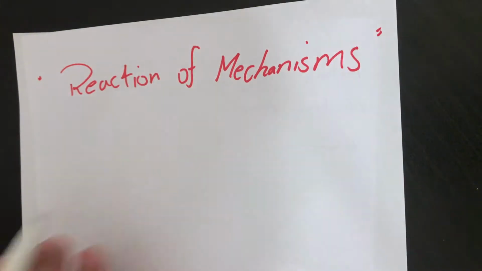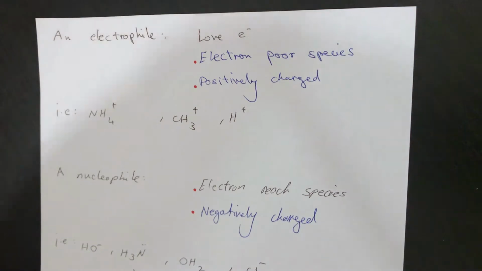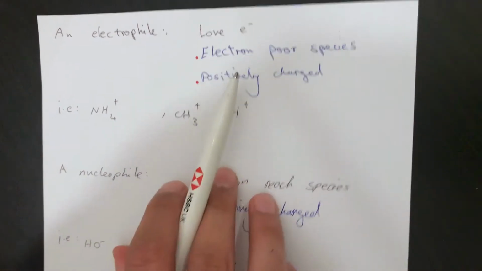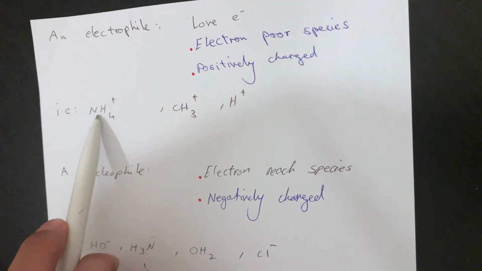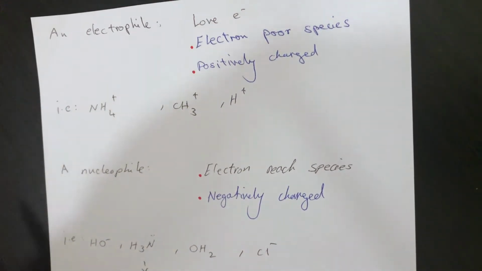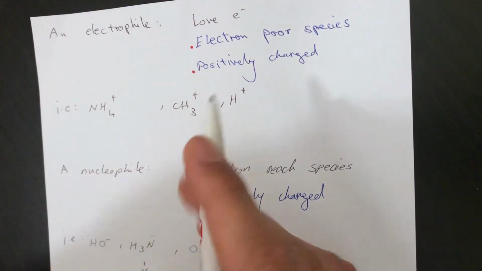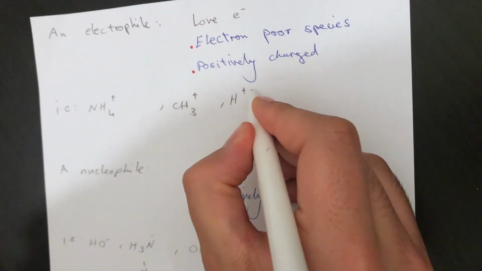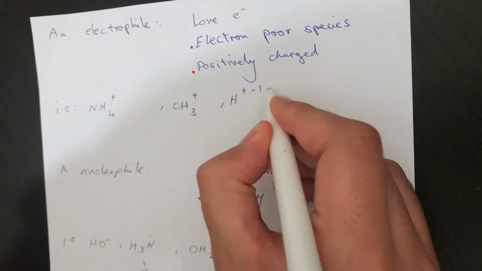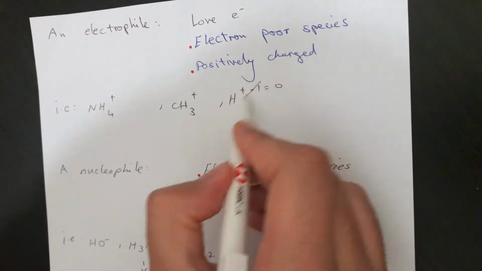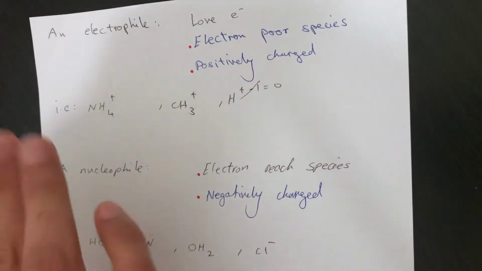So another reminder for that, I can tell you an electrophile is an electron poor species, which means they love electrons and therefore they are positively charged. Examples can be NH4+, CH4+, H+, which doesn't mean anything to us because hydrogen has got 1 electron, and if you lose that electron, it becomes 0, which in reality doesn't make sense, but just bear in mind.